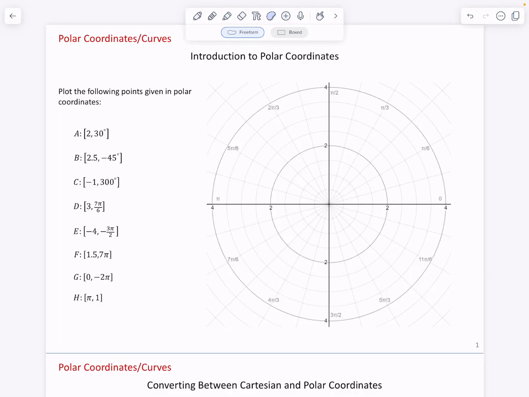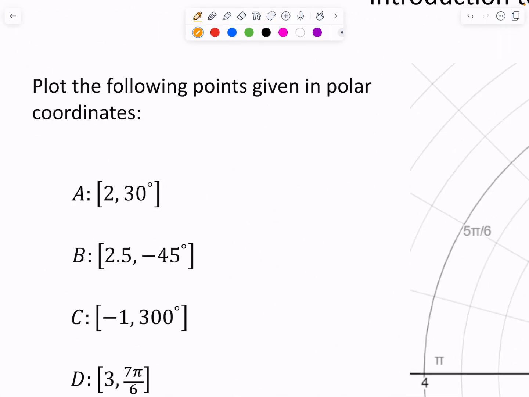Welcome, calculus students. This lesson is on polar coordinates and curves. Plot the following points given in polar coordinates. Now this second number represents an angle, and this first coordinate we'll call r, which will stand for the distance the point needs to be from the origin.